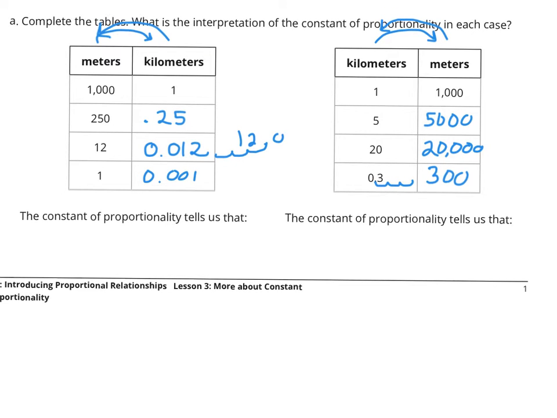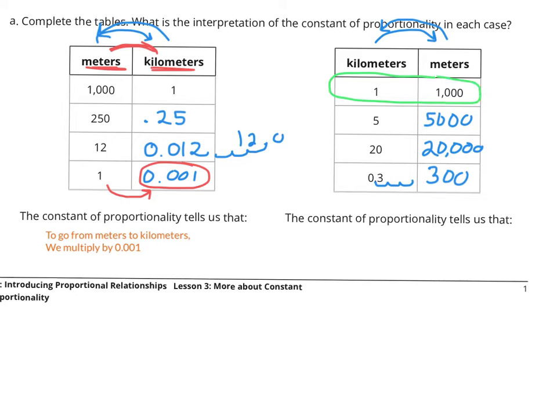So now the question asks us, the constant of proportionality tells us what? The constant of proportionality in the first one tells us that, and we're going to be specific here in terms of this problem, to go from meters to kilometers, we multiply by 0.001. Conversely, in the other question, the constant of proportionality, again, is the number we find in the row that has the 1. To go from kilometers to meters, we will multiply by 1,000.